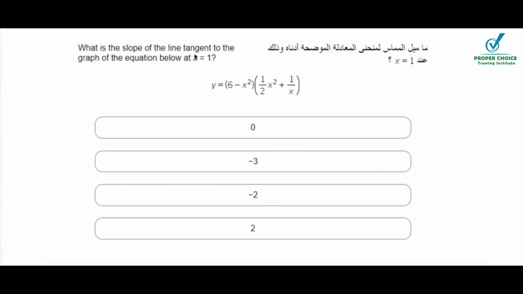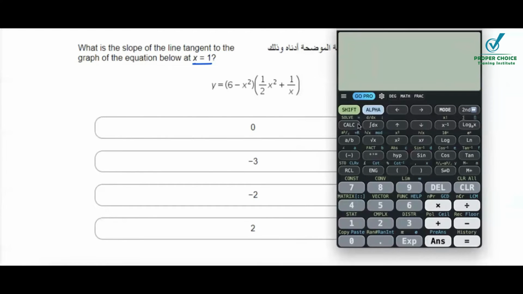What is the slope of the line tangent to the graph of the equation below at x equals 1? Slope is basically the derivative of the given function. And as we are allowed to use a calculator, type this equation as it is in the calculator and substitute x as 1. So you have to find the derivative of it. How are we going to do that? Shift derivative, that is the button below alpha.